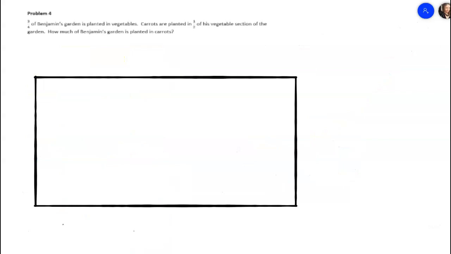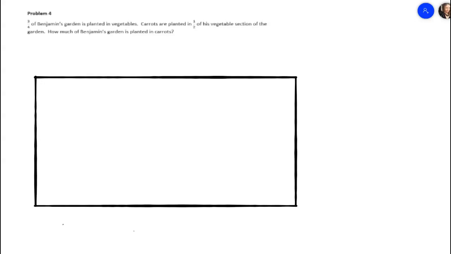Okay, number 4 says 3/4 of Benjamin's garden is planted in vegetables. Carrots are planted in half of his vegetable section of the garden. How much of Benjamin's garden is planted in carrots? So we're going to write a multiplication expression to represent the amount of his garden planted in carrots. Now remember, a multiplication expression does not include the answer. An expression has the 2 parts but not the answer.